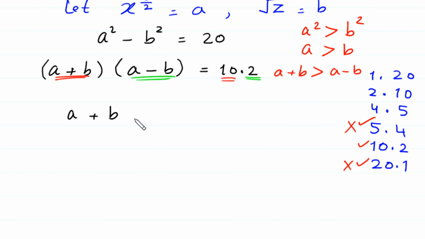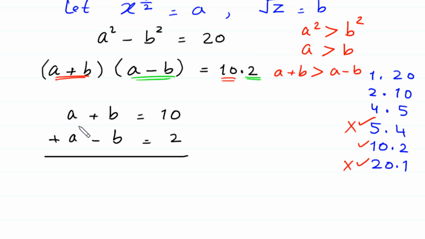a plus b is equal to 10 and a minus b is equal to 2, and we add these two equations: 1a plus 1a, 2a, and this positive b will be cancelled with this negative b, is equal to 10 plus 2, 12, and we divide both sides by 2. This 2 will be cancelled with this 2, and a is equal to 12 divided by 2, 6.